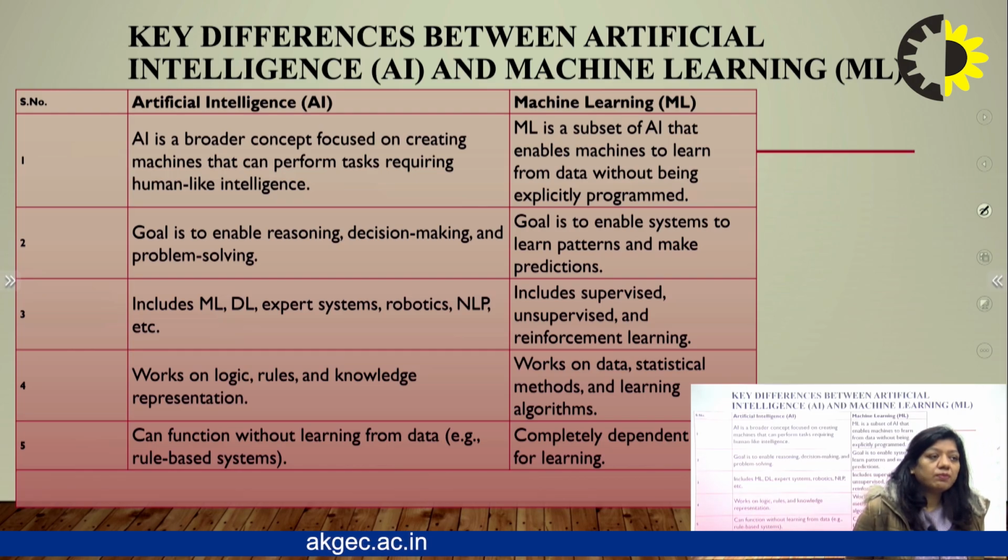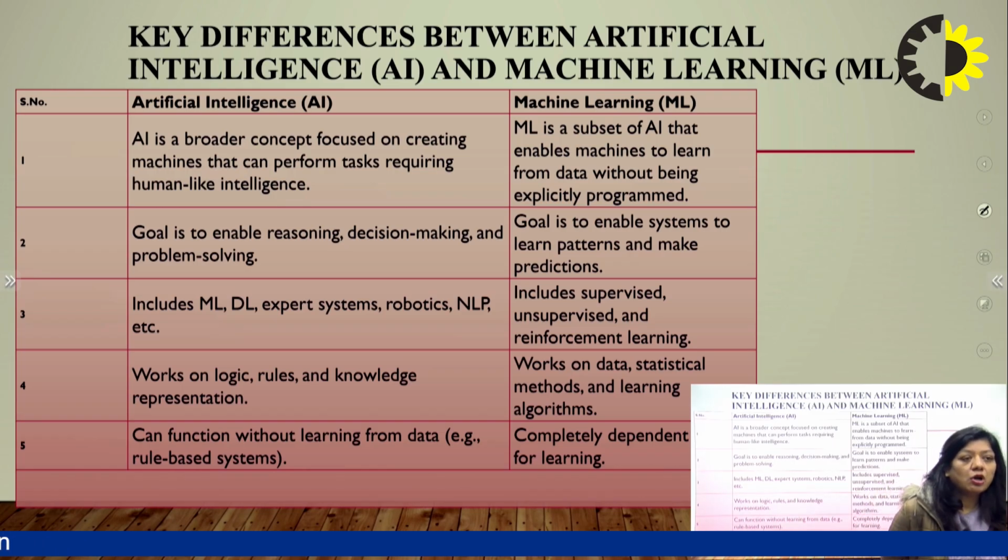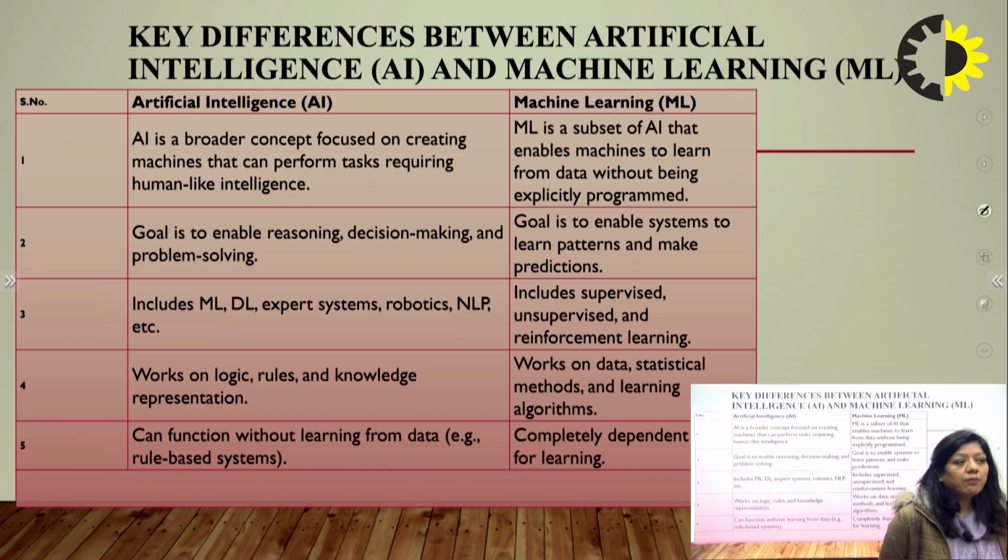Artificial intelligence is a broader concept focused on creating machines that can perform tasks requiring human-like intelligence. Machine learning is a subset of AI that enables machines to learn from data without being explicitly programmed. In artificial intelligence, the goal is to enable reasoning, decision making, and problem solving. In machine learning, the goal is to enable systems to learn patterns and make predictions.